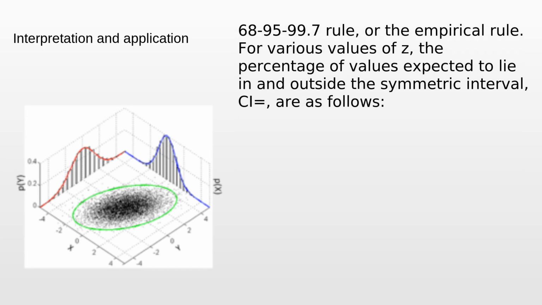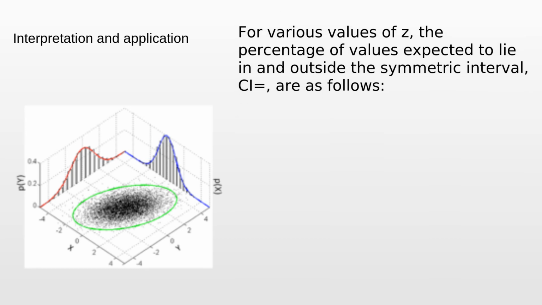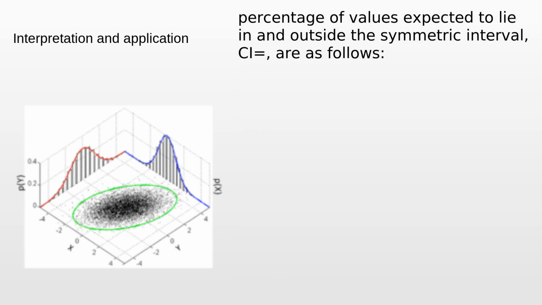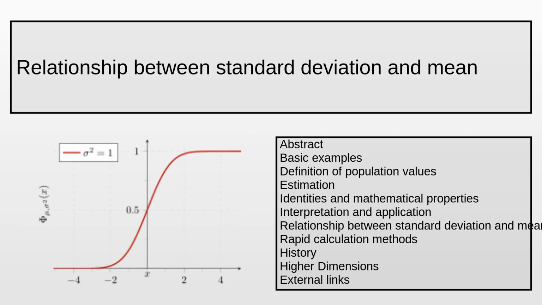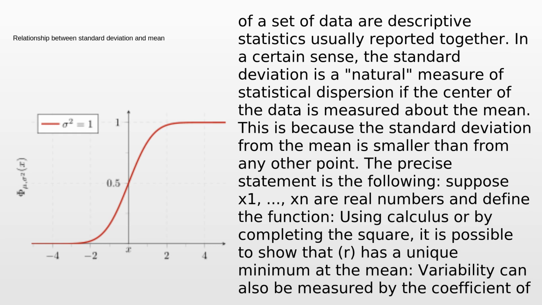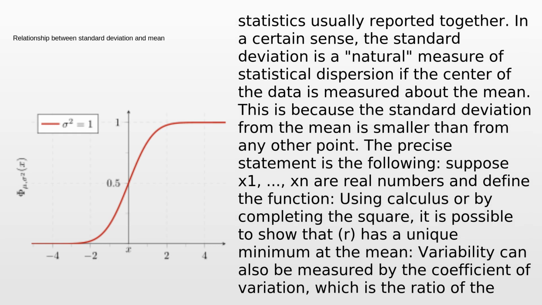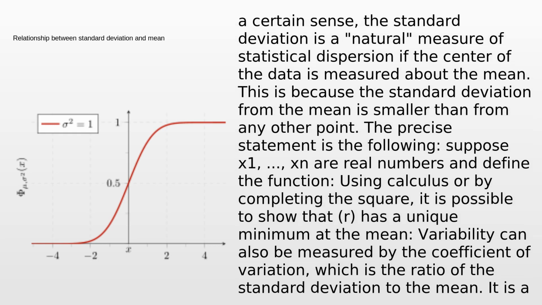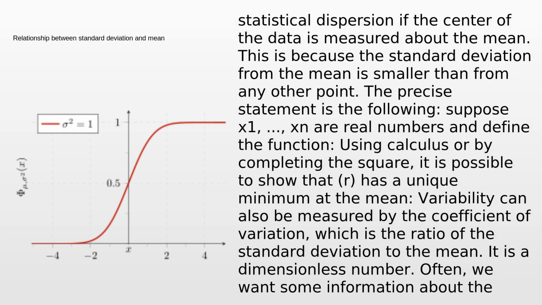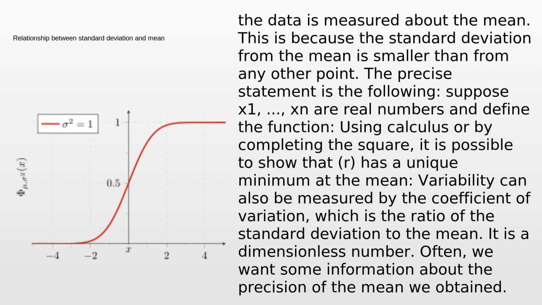For various values of z, the percentage of values expected to lie in and outside the symmetric interval C equals are as follows. Relationship between standard deviation and mean. The mean and the standard deviation of a set of data are descriptive statistics usually reported together. In a certain sense, the standard deviation is a natural measure of statistical dispersion if the center of the data is measured about the mean. This is because the standard deviation from the mean is smaller than from any other point.